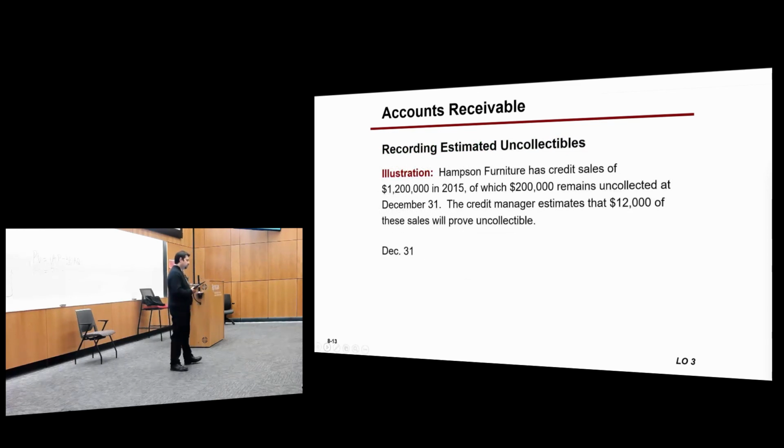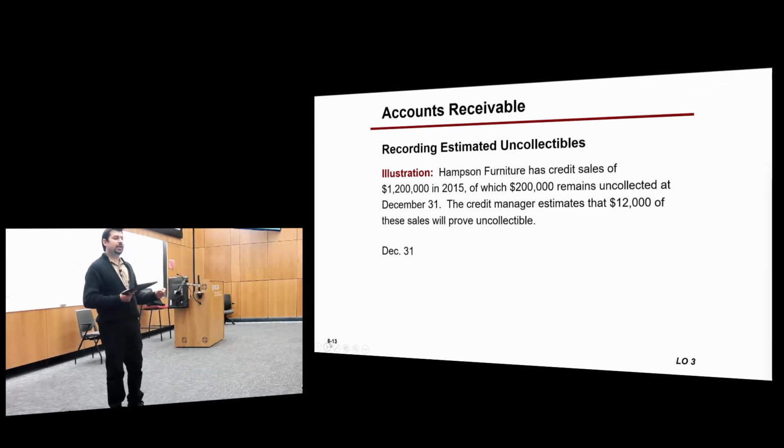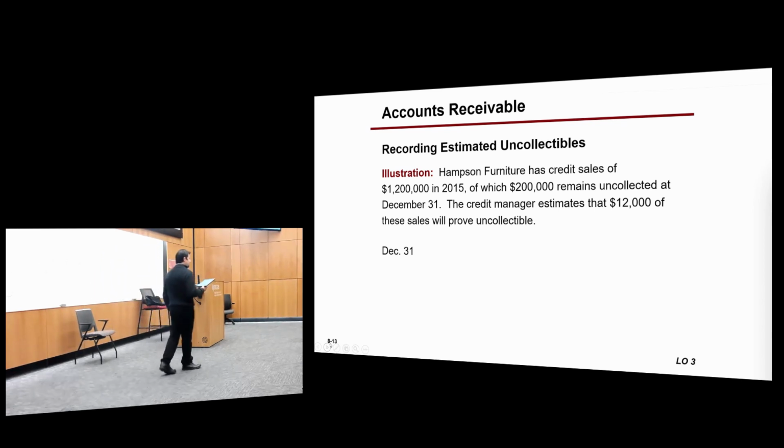So, Hampton Furniture has credit sales of 1,200,000 in 2015, of which 200,000 remains uncollected at December 31st. What's the balance of accounts receivable? That's the value of the credit sales, right? What amount remains uncollected? 200,000. The amounts that remain uncollected, those are accounts receivable, right? So the balance for accounts receivable is $200,000.